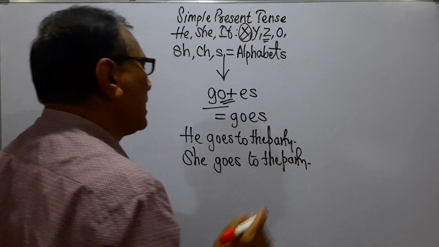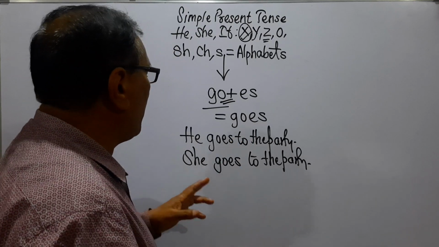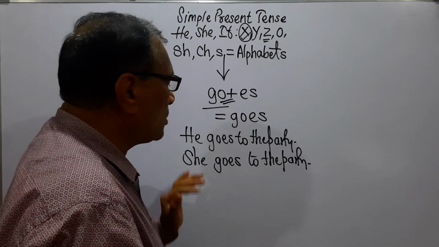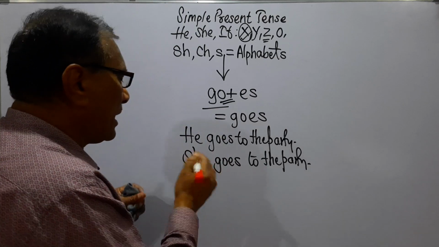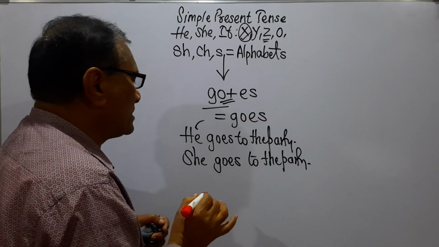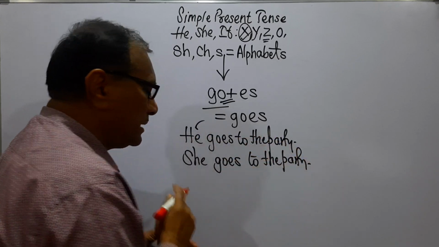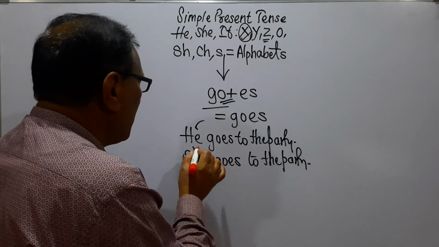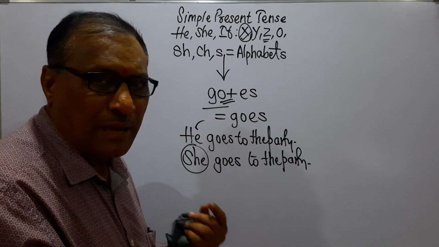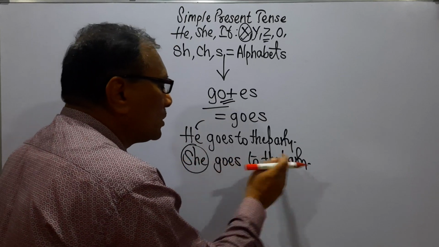In this way, we can write and we can speak the sentences. Remember, he goes to the party, she goes to the party, it goes to the party. Or we can say, Kishore goes to the party, Kishori goes to the party, Coleridge goes to the party, Sarah goes to the party. She means here it is the female, and so we can use the female names here. Suppose, Sarah goes to the party.